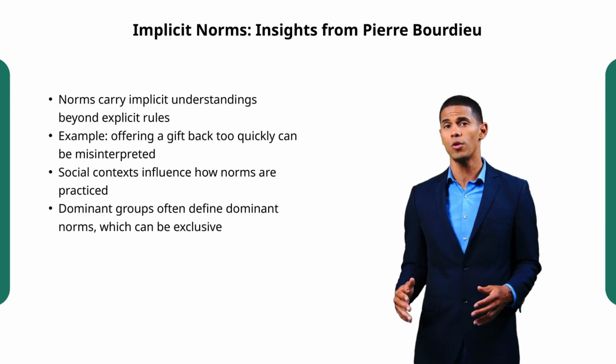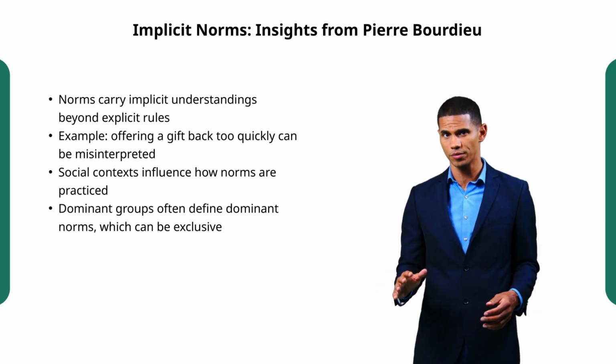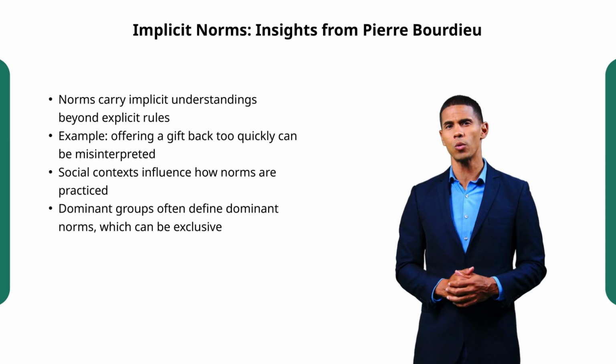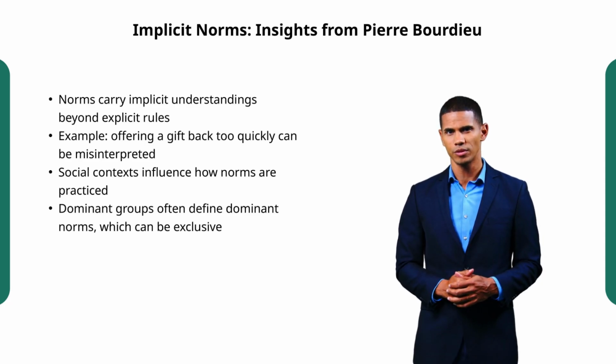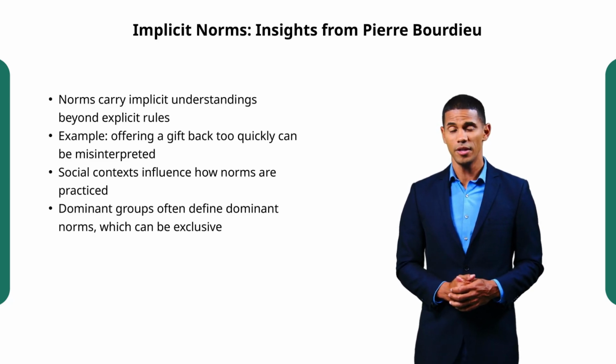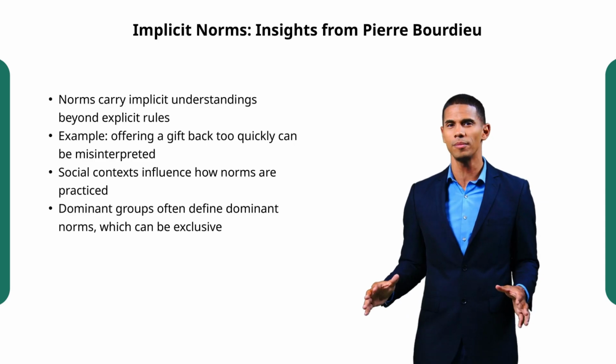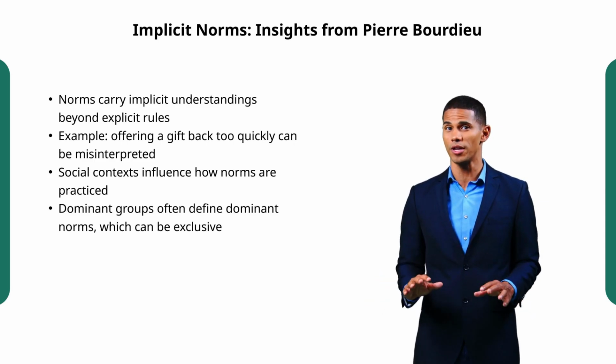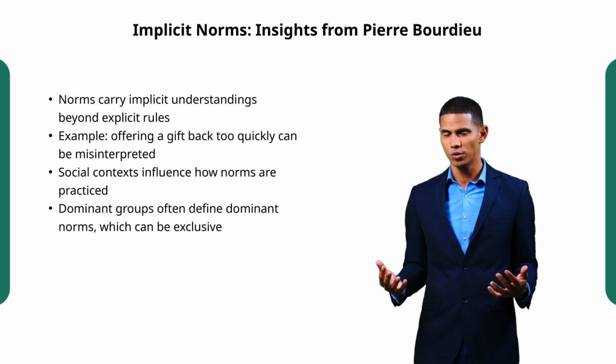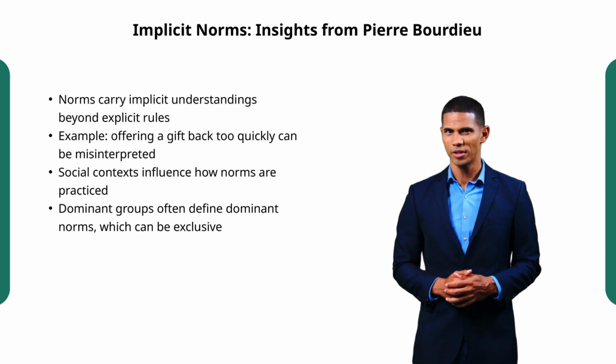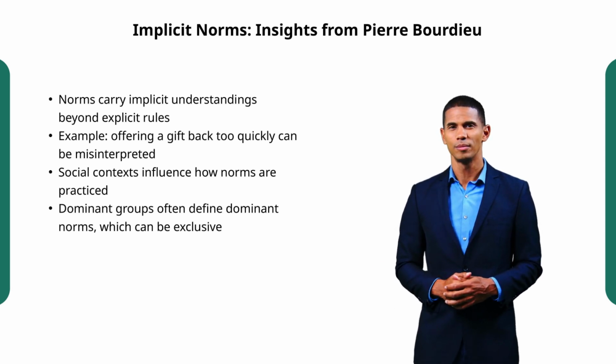Moreover, dominant social groups set the dominant norms, which can lead to exclusion or discrimination. Historically, norms preventing Dalits from drinking from the same water sources or restricting women's mobility illustrate this power play. Understanding implicit norms helps us appreciate the complexity of social life and the challenges faced by marginalized groups.